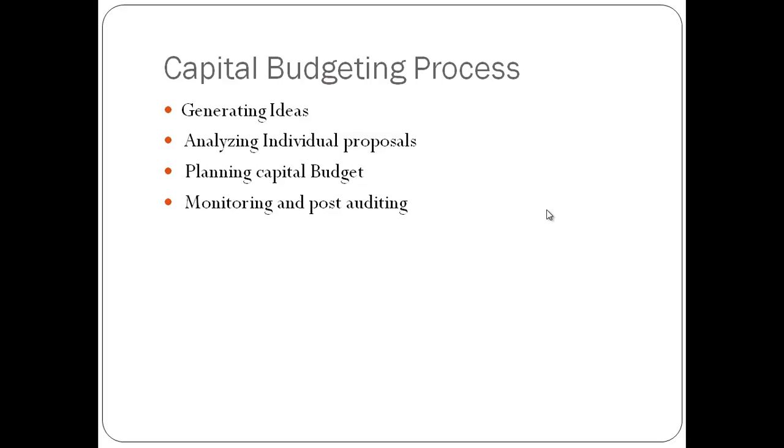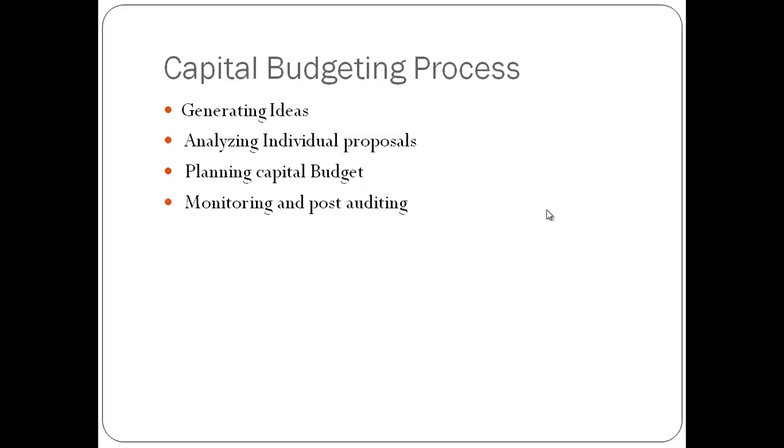The second step in the capital budgeting process is analyzing individual proposals. What does that mean? It means you gather all information to forecast the project's cash flows and evaluate its profitability, whether these projects are profitable to you or not.